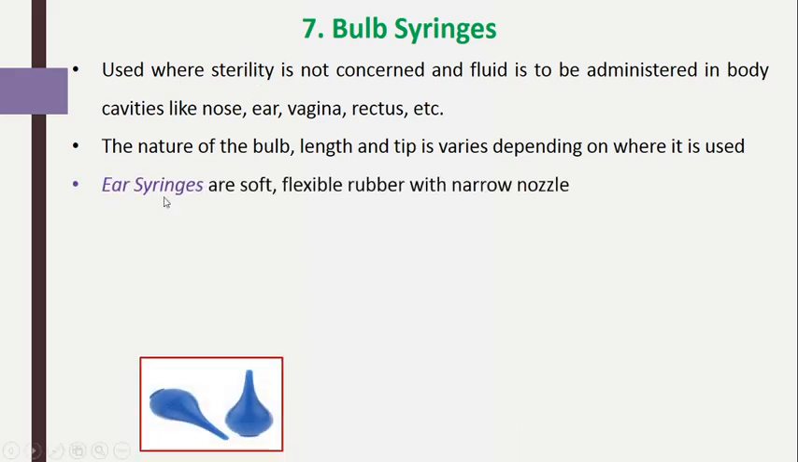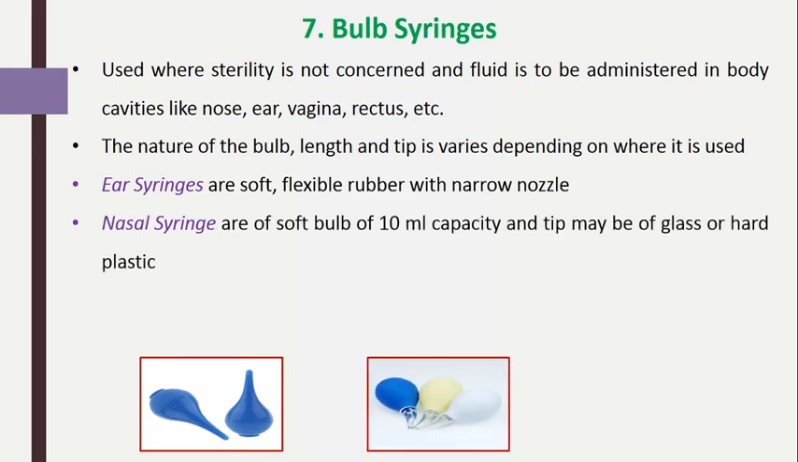The first bulb syringe is the ear syringe. As the name itself indicates, these syringes are used to introduce liquid medicine into the ear. These are made of soft, flexible rubber with a narrow nozzle. You can see in this picture that these are soft, and the nozzle is a narrow one. These syringes are used to introduce liquid medicines into the ear.